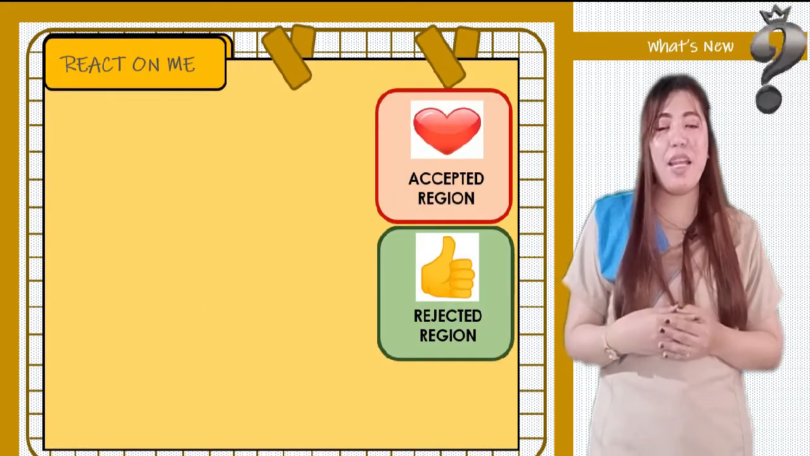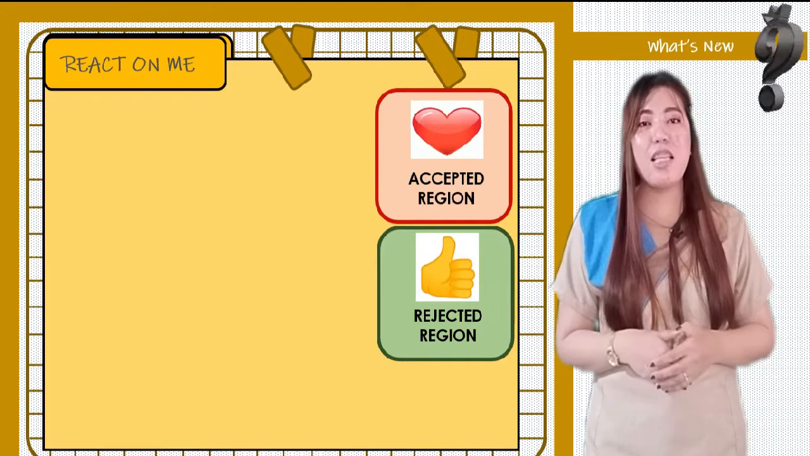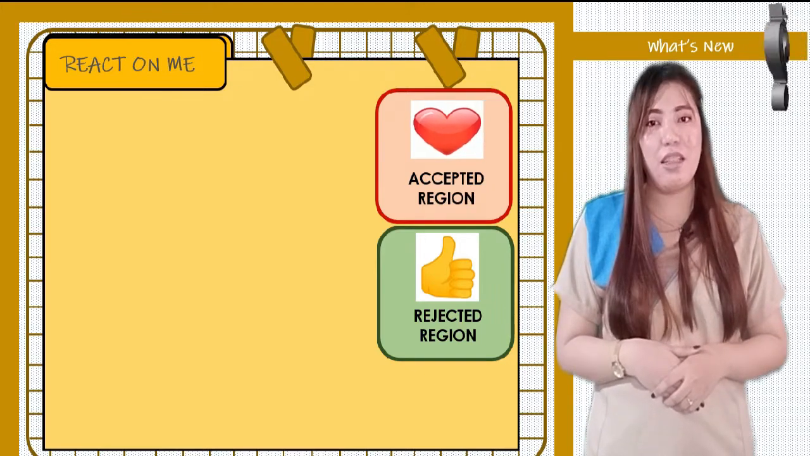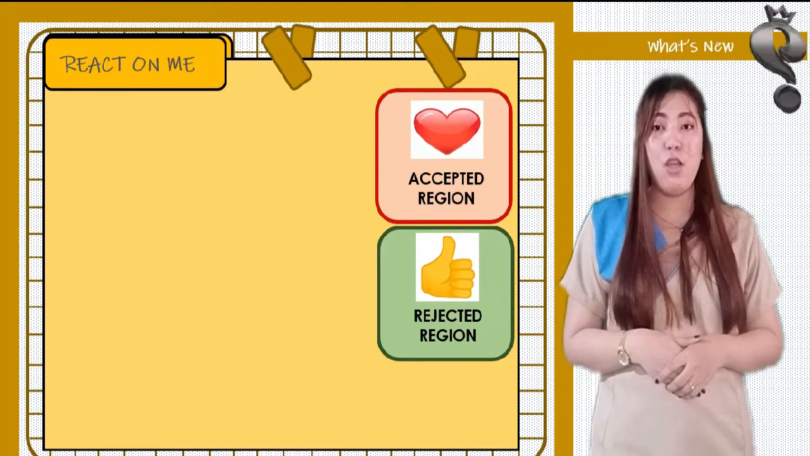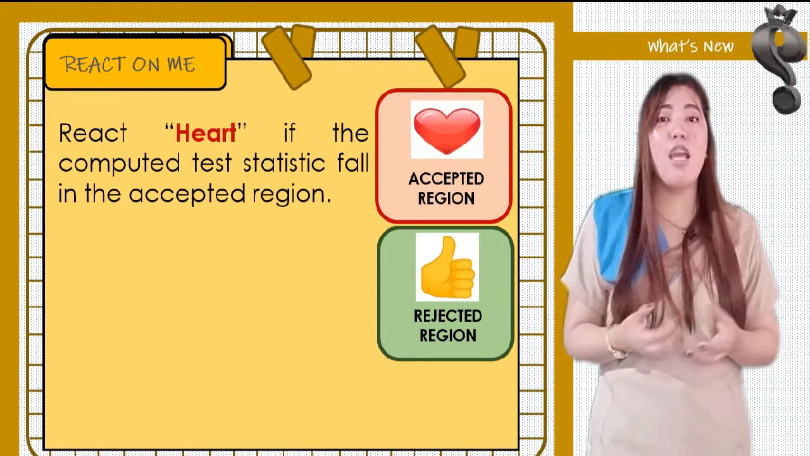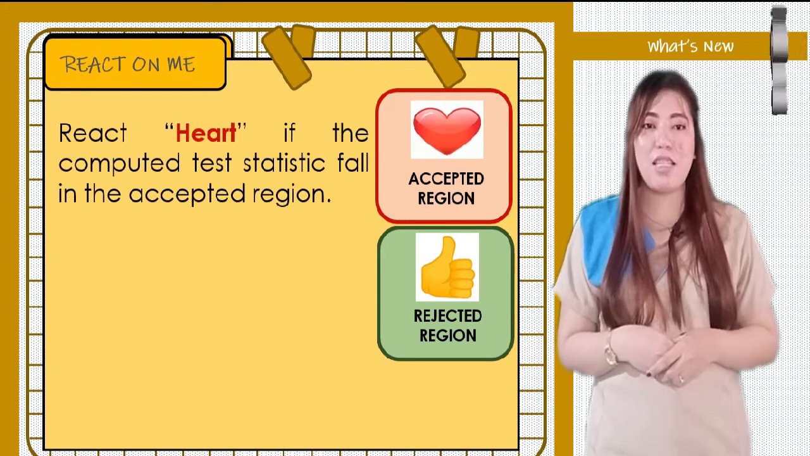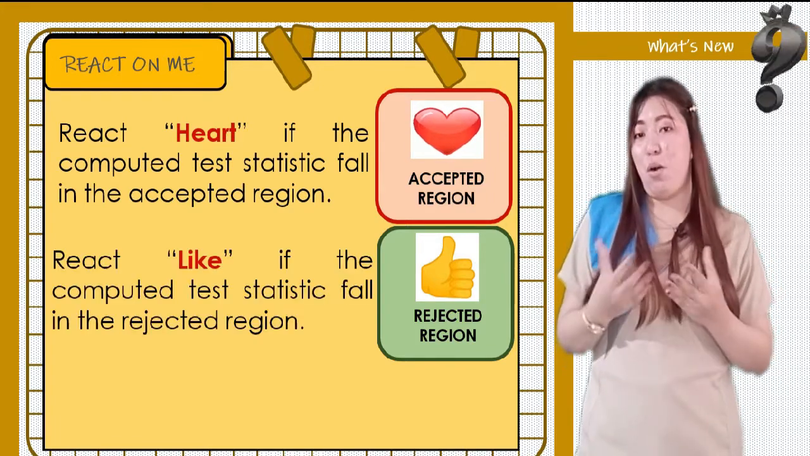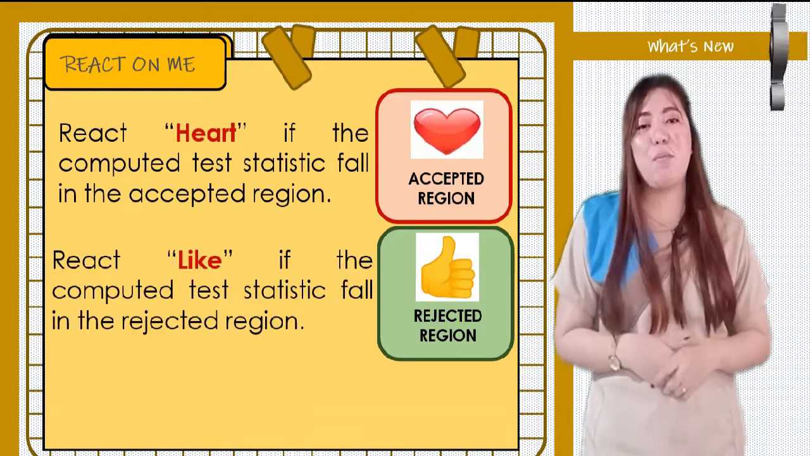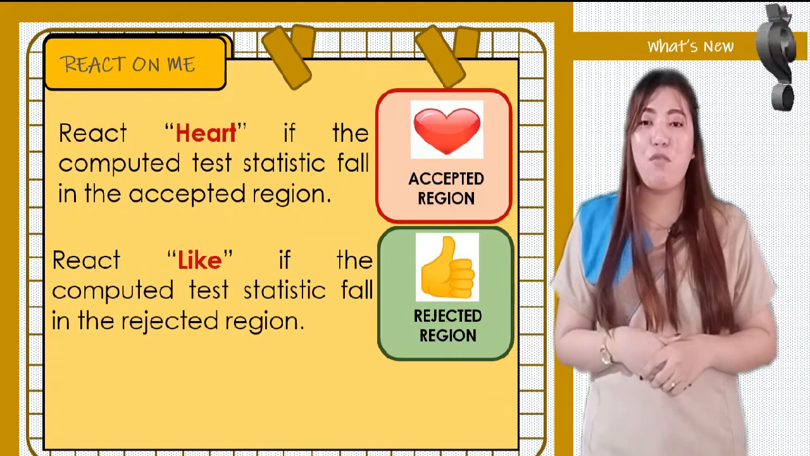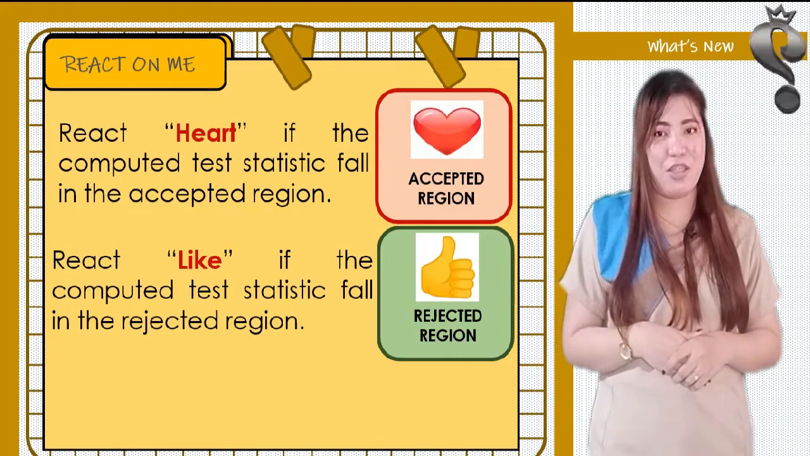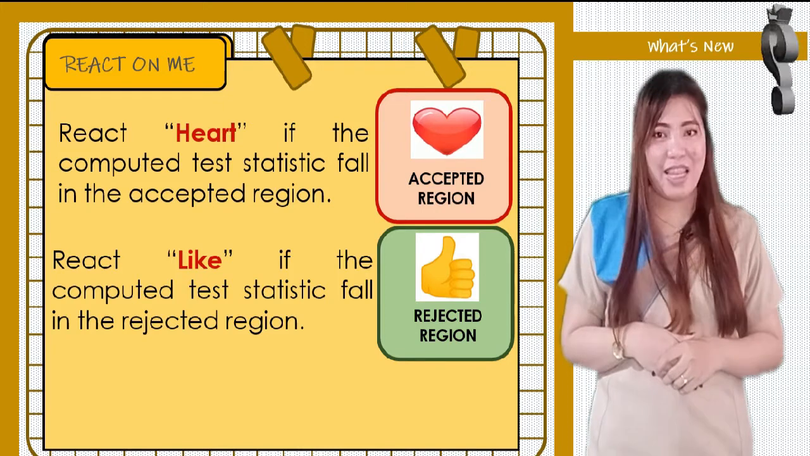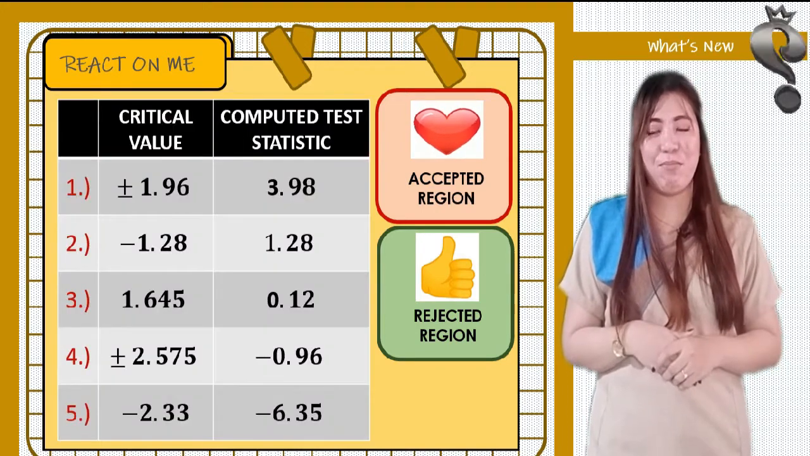I prepared an activity to answer. This activity is entitled React on Me. You're going to react heart if the computed test statistic falls in the accepted region. And you're going to react like if the computed test statistic falls in the rejected region. Are you ready? Let's begin.